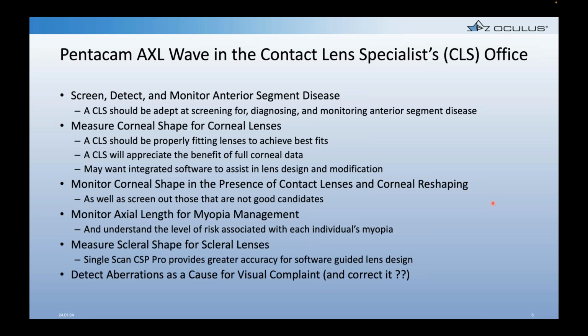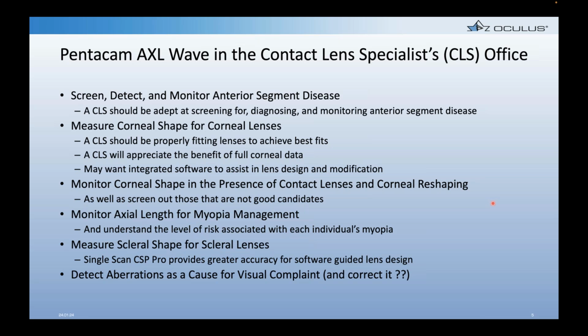Indeed, with our ortho-K corneal reshaping patients, we can use the Pentacam to monitor for the success of our outcomes as we look at our patients in follow-up. We can also use the instrument to monitor axial length for myopia management. Again, just another core part of the overall myopia management picture. We've got that optical biometry built right in. Additionally, measuring scleral shape for scleral lenses.